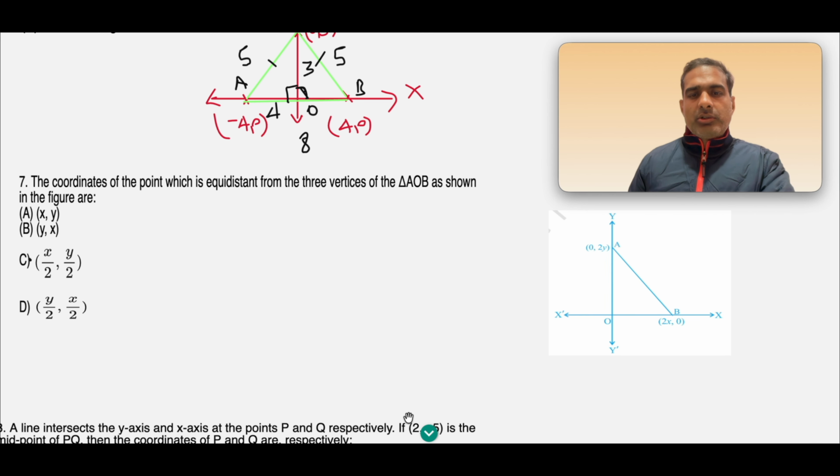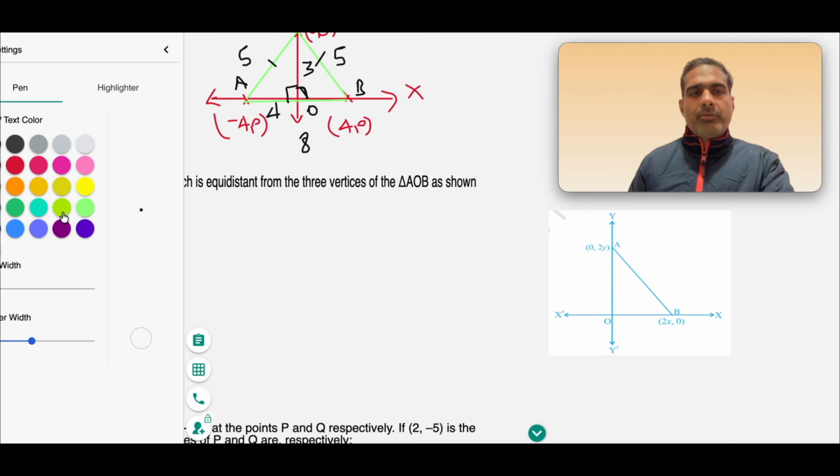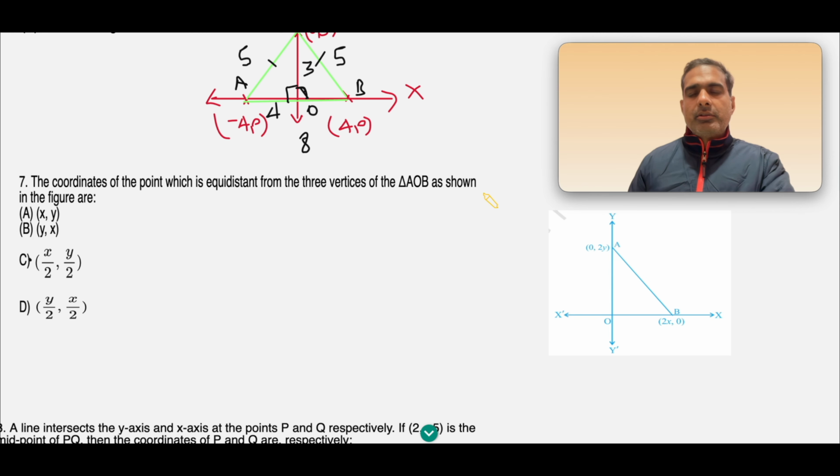Now let's move to question number 7. The coordinates of the point which is equidistant from the three vertices of the triangle AOB as shown in the figure. So we have to find out the coordinates of the point which is equidistant from the three vertices A, B, and O. And this is a right angle triangle as the x and y axis intersect at the origin.